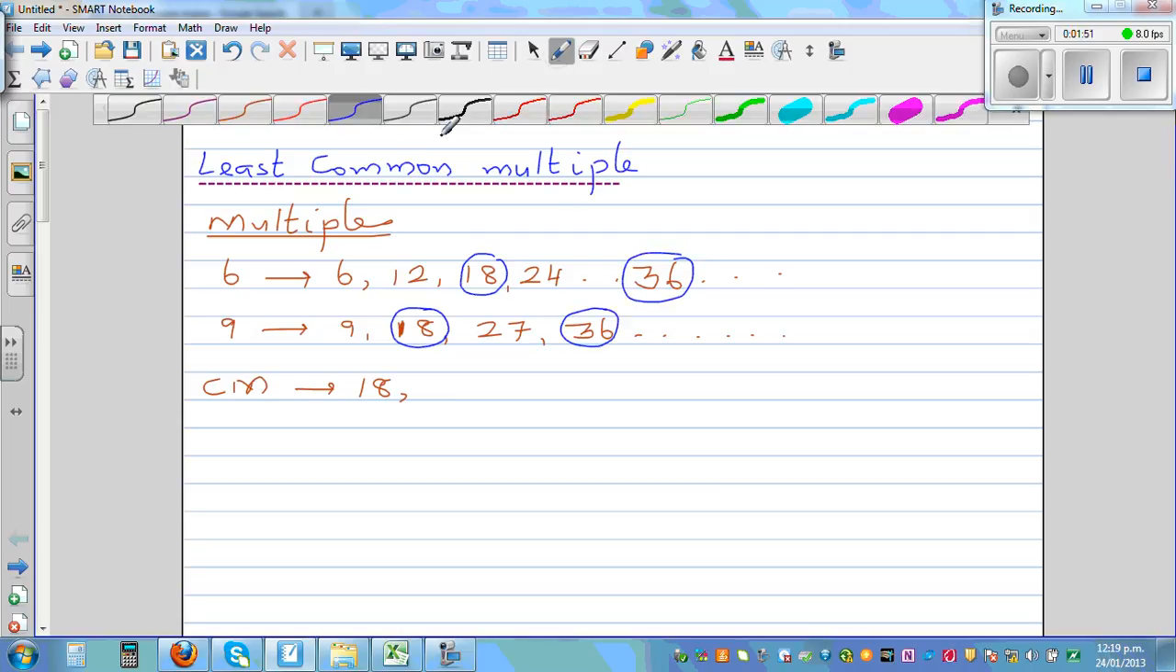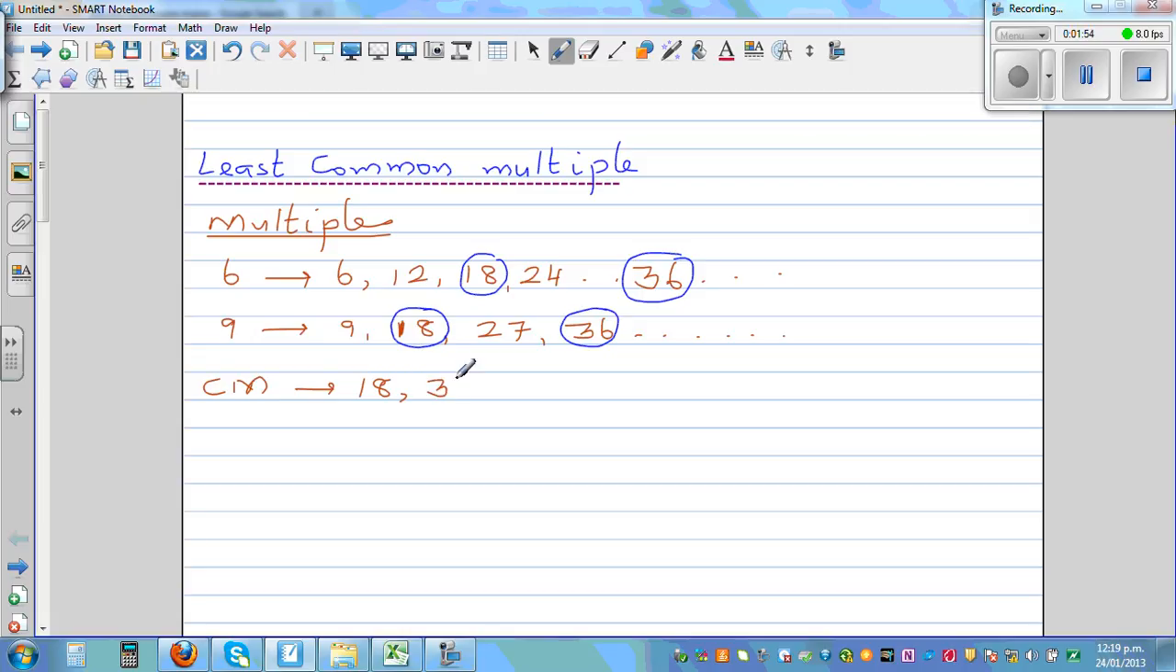Again, this common multiple also goes on, and if you add 18 to this, you get 54. So 54 is a common multiple. These common multiples go on forever. So the least common multiple, in short written as LCM, is 18. Therefore the LCM of 6 and 9 is 18.